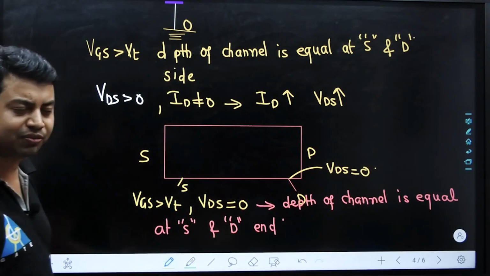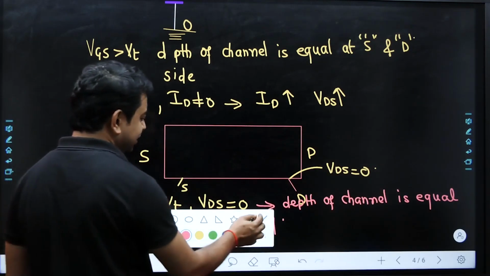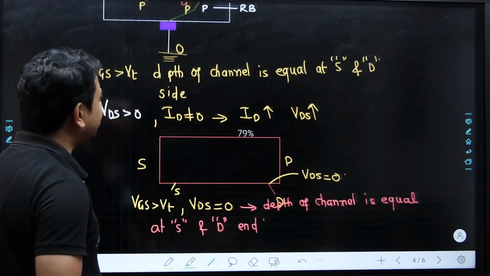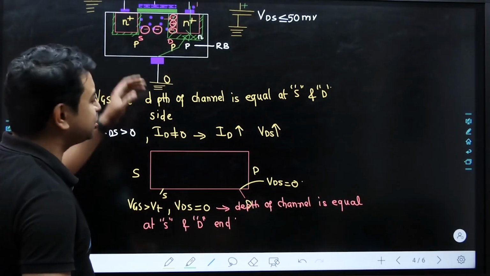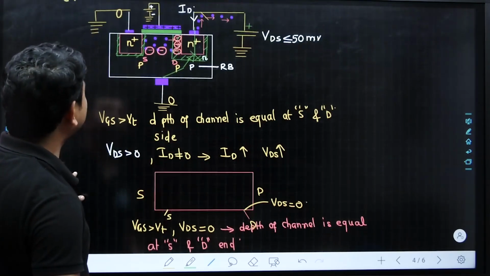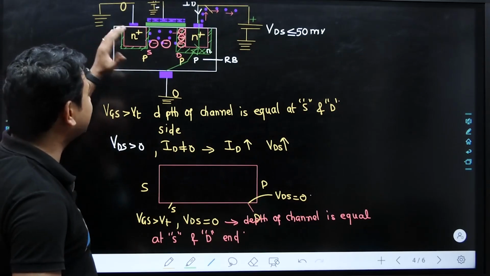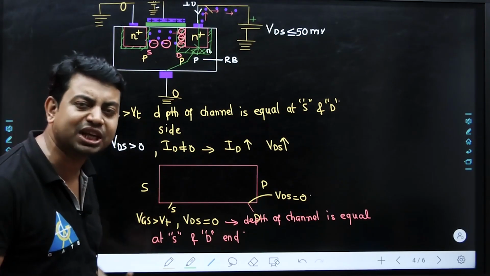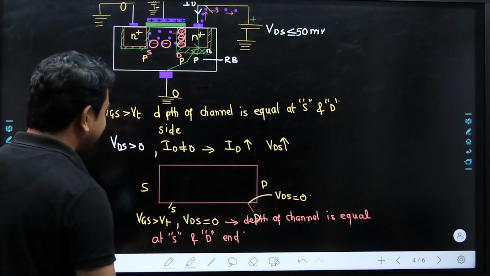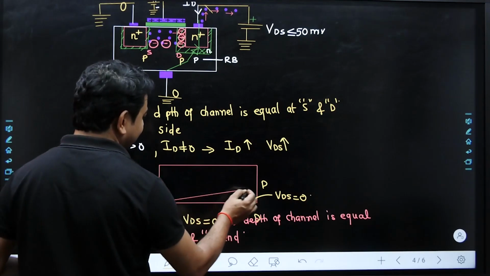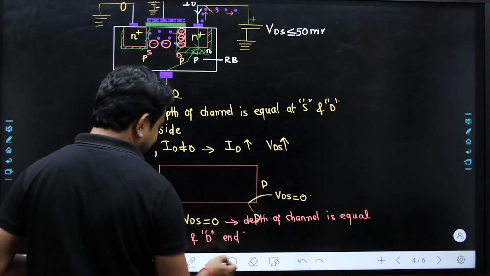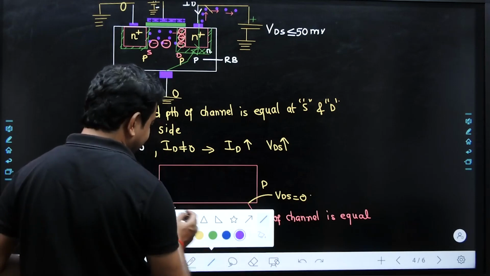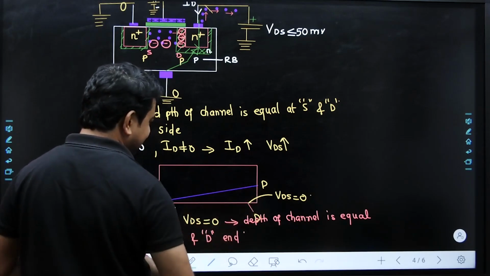So as we increase the VDS potential, the depth of the channel at the source end is not going to change. Why is it not going to change? Because the source and the body terminal, we are not going to change the potential. They are always at 0 potential. But at the drain side, as we are increasing the potential, the depth of the channel will go on decreasing.